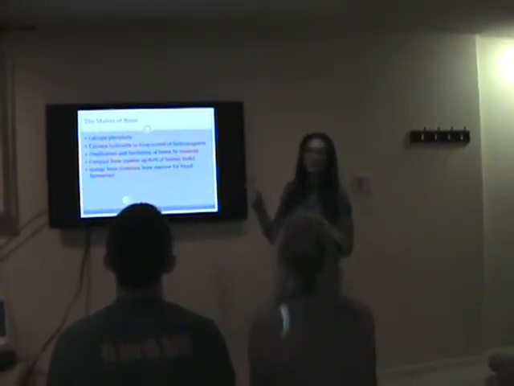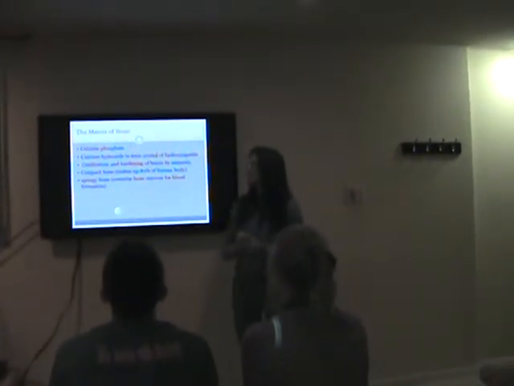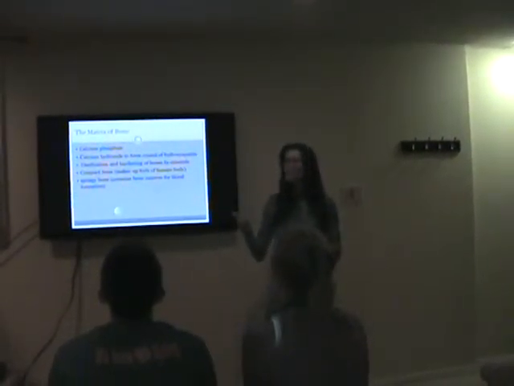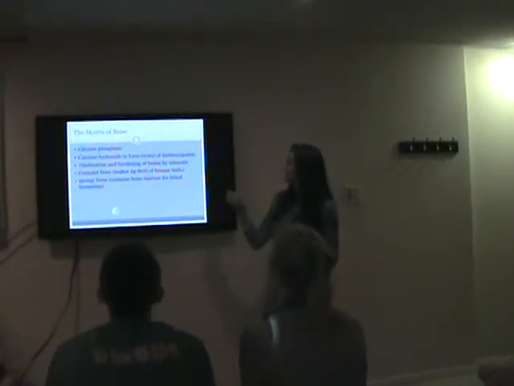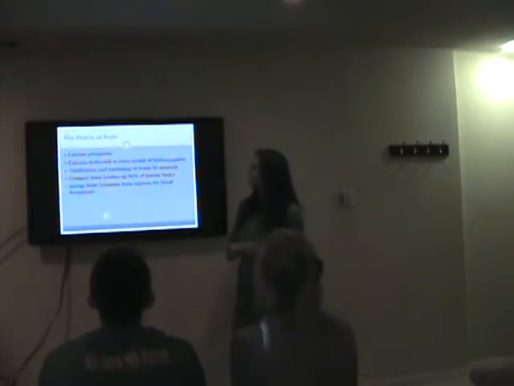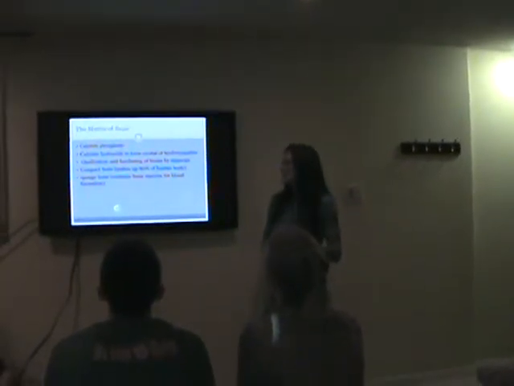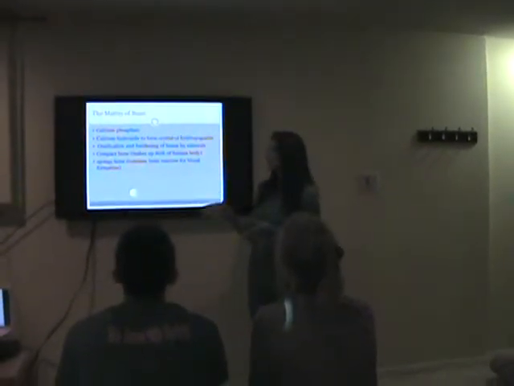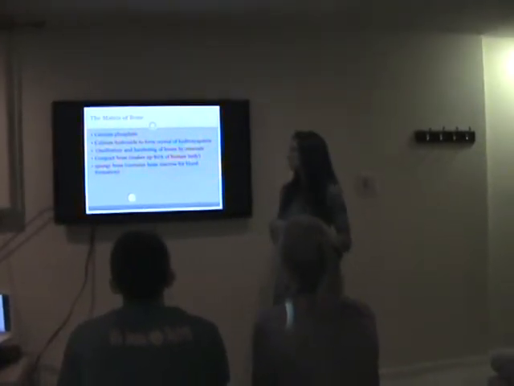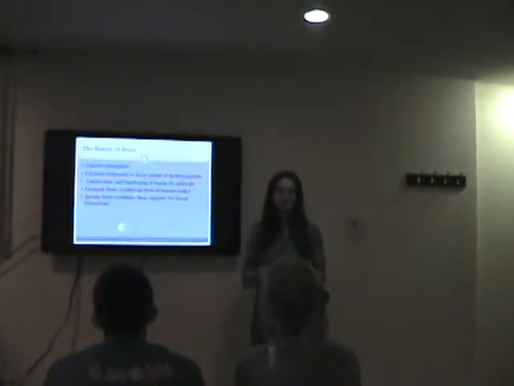Here is the matrix of the bone, which is calcium phosphate. The next thing I would like to point out is the calcium hydroxide, which forms the crystals of hydroxyapatite, and also the hardening of the bones by minerals. Another thing is that compact bone makes up 80% of the human skeleton, and spongy bone contains bone marrow for blood formation.